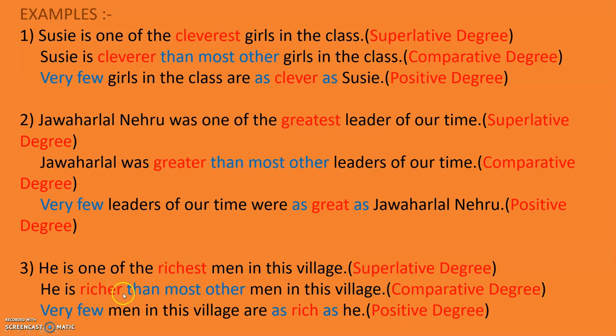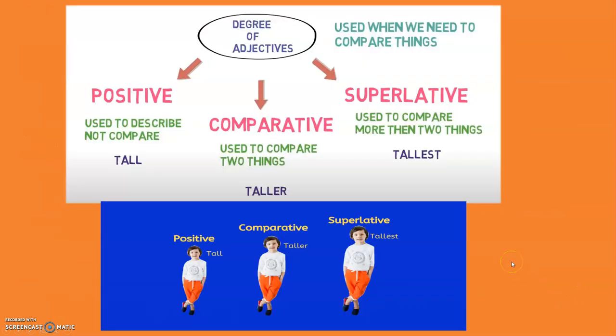And I'm using the word ER and than. Okay. And when it comes to positive degree, how am I going to write? Very few men in this village are, because we're saying men, no? So, it will be are, many, as rich as he. So, you see, rich means positive degree and I'm putting the word as on both sides. So, these are two different examples which are very, very important from your exam point of view.